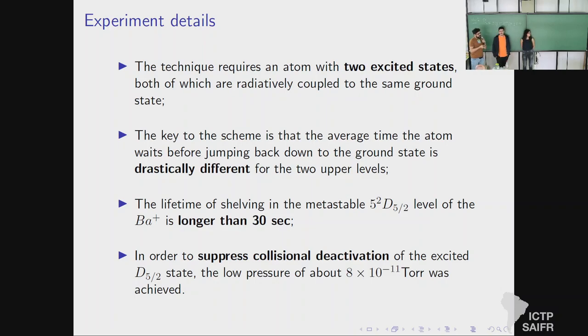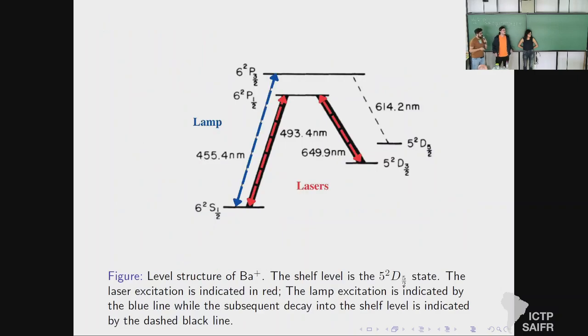Also, it's important to say that in order to suppress collision or deactivation of this metastable level, they used low pressure, about 8 times 10 to the minus 11 torr, so that the decay of this metastable level to the ground state is only because of spontaneous emission.